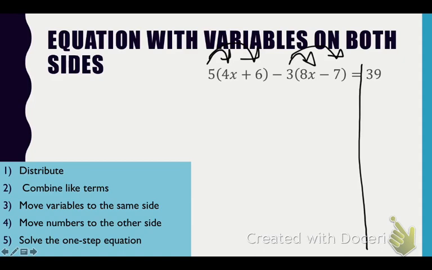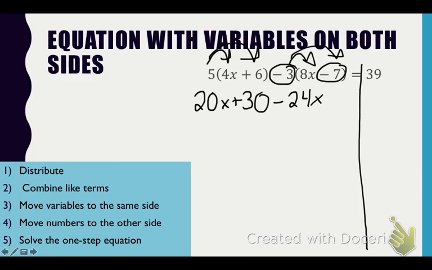So the first one's easy. I get 20x plus 30. When I'm distributing the next number, I need to think of this as a negative 3. So I'm distributing a negative 3 to everything inside the parentheses. The first thing I'm doing is negative 3 times a positive 8. That gives me negative 24x. Then I'm doing a negative 3 times a negative 7, because there's a minus in front of that 7. That gives me a positive 21. And that all equals 39.